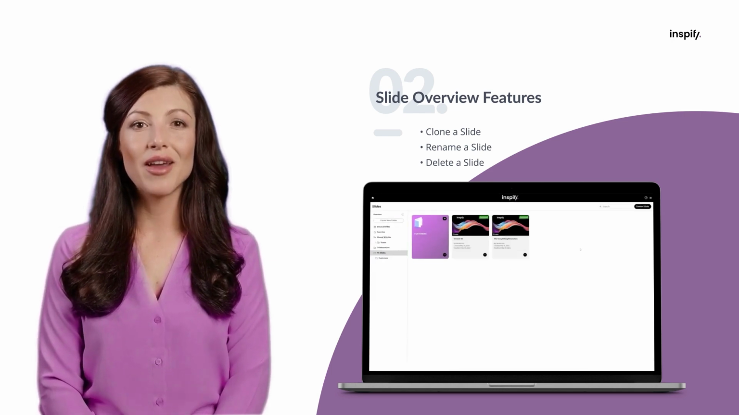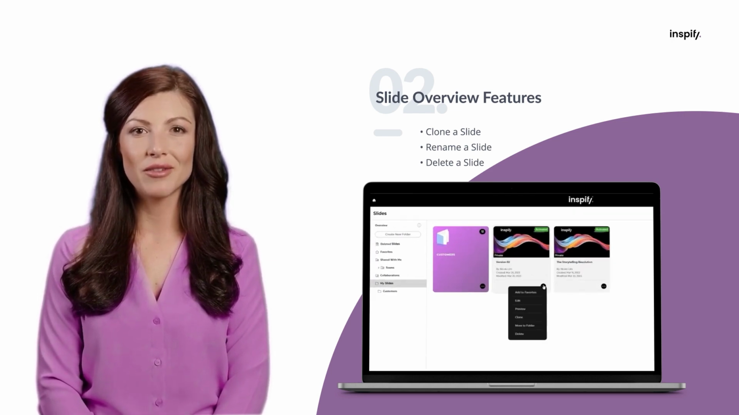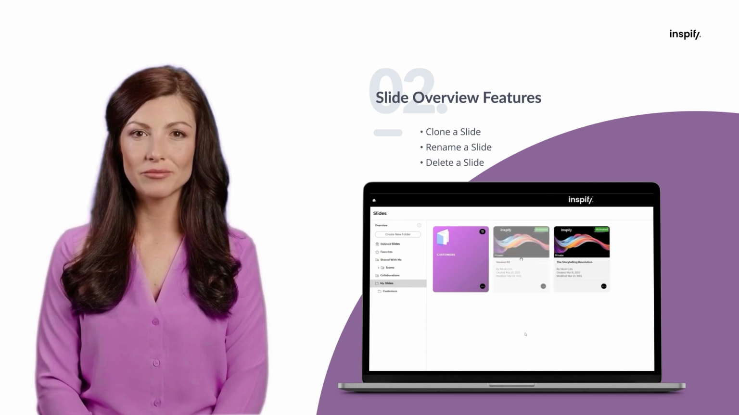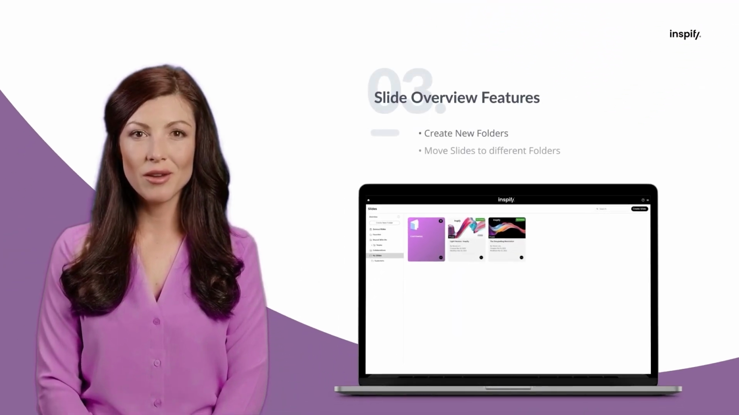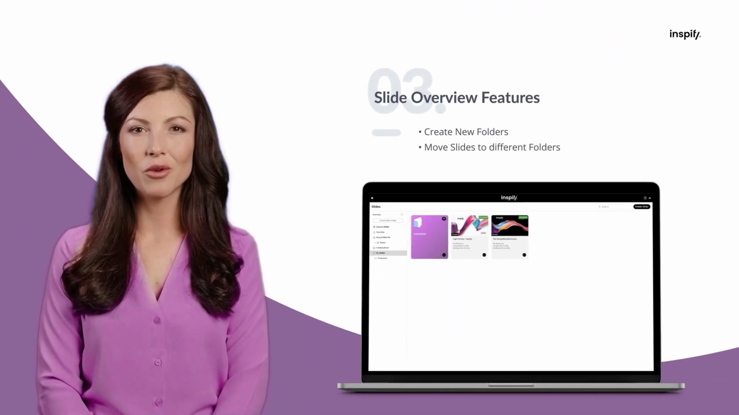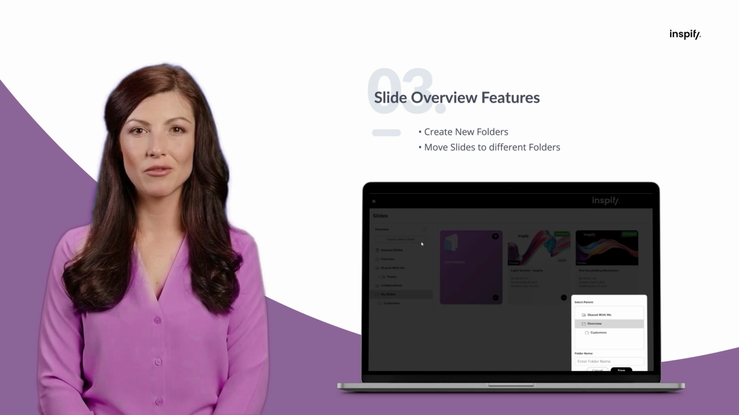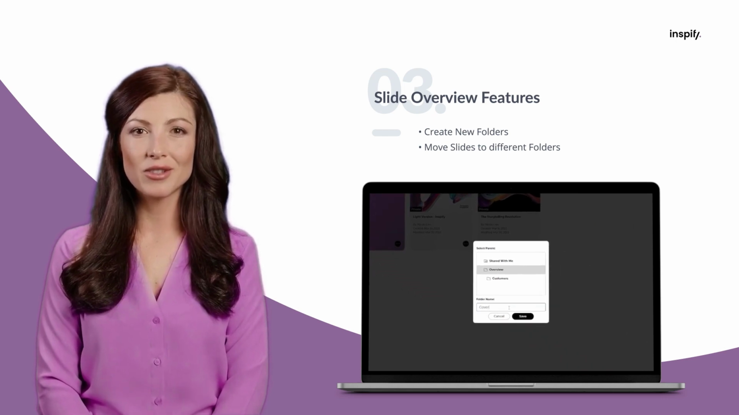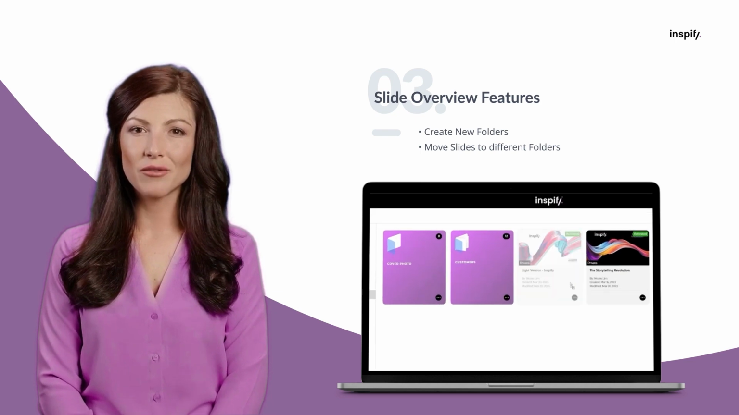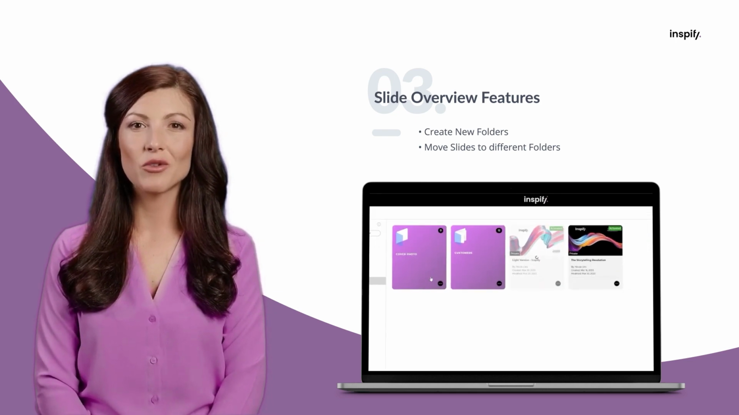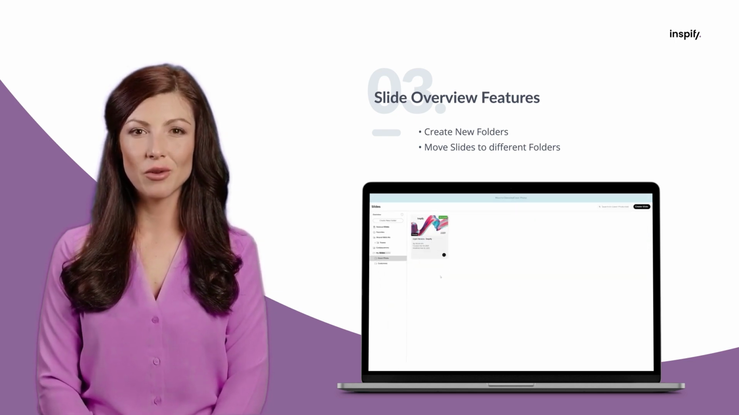To delete a slide, simply right-click on the slide and select Delete. A confirmation window will pop up to prevent accidental deletions. You can also stay organized by creating a new folder. Just click the New Folder button, name it, and start adding slides to it. To move a slide to another folder, simply drag and drop the slide into the desired folder.